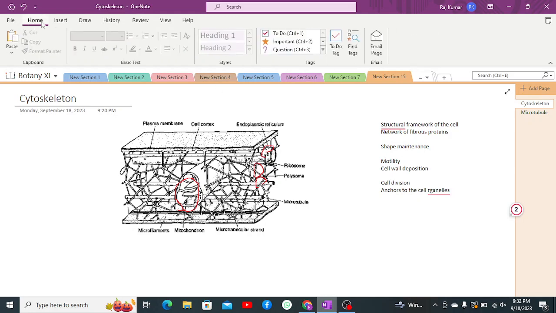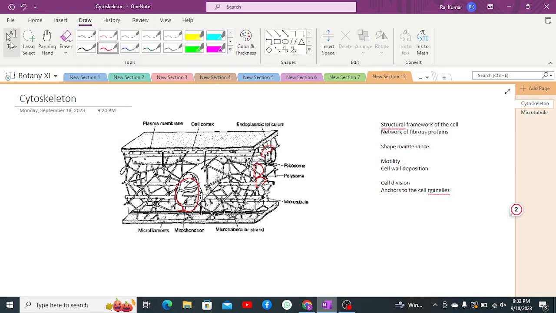Now, when it comes to the cytoskeleton, here we have a few more things: cell division, it anchors the cell organelles, apart from which it is present within the cell. That is why it is called the cytoskeleton. Apart from which it also acts as a mechanical support, but here we are going to majorly discuss maintenance and mechanical support as well.